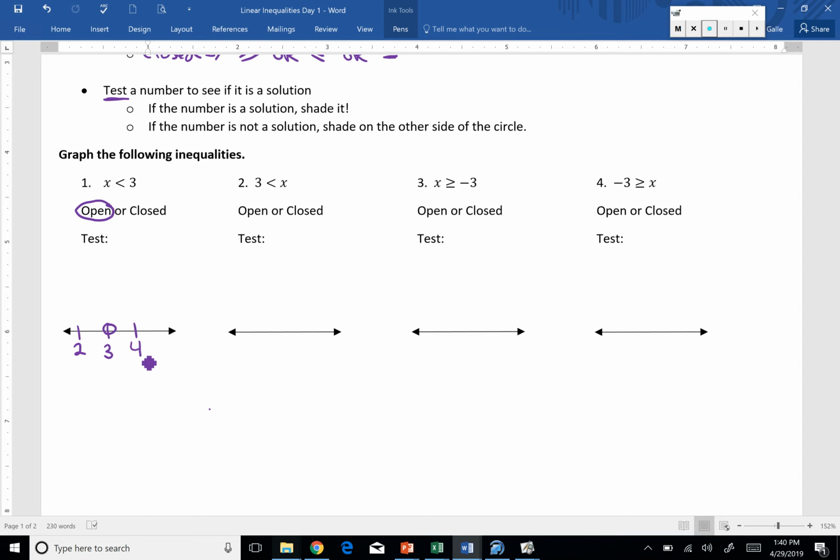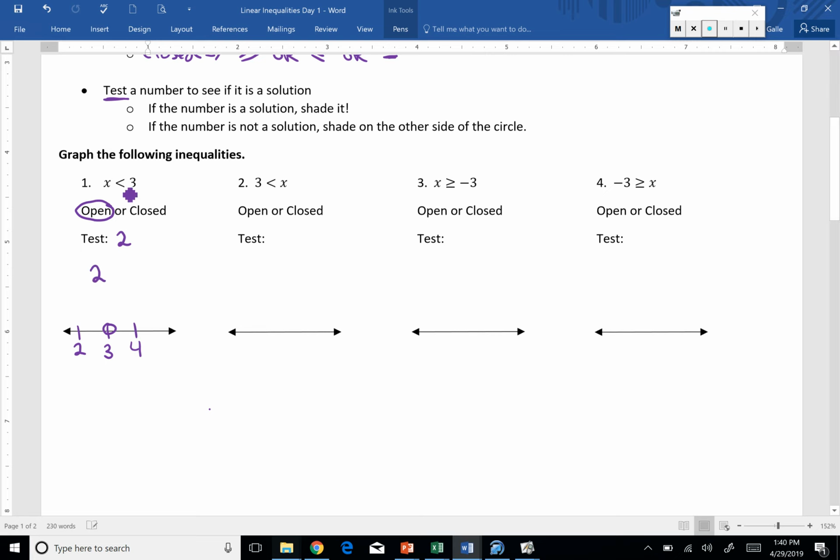Now we need to test a number. The simplest ones to test are going to be the ones that are on our number line. So what do you guys want to try? Do you think 2 is going to work, or do you think 4 is going to work? Want to try 2? Okay. I'm going to test the number 2. So just like we did in the first 4 problems, I'm going to replace the x with 2. Nothing else changes.